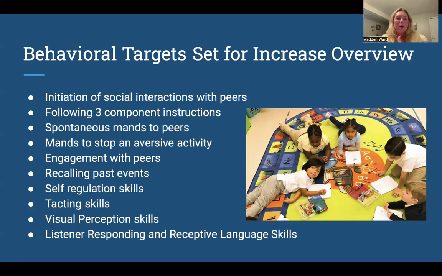So, her goals are initiation of social interactions with peers, following 3-component instructions, spontaneous mands to peers, mands to stop an aversive activity, engagement with peers overall, recalling past events, self-regulation skills, tacting skills, visual perception skills, and listener responding and receptive language skills.